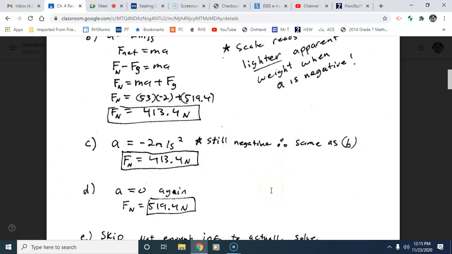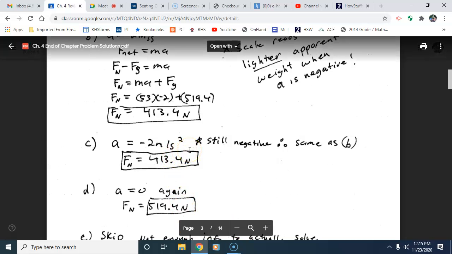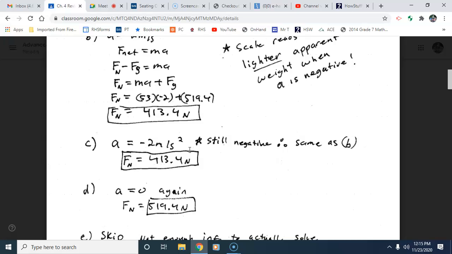In part C, I don't have any work because it's the same answer as part B. It says it speeds up at 2 meters per second squared while moving downward. But if you're moving down and speeding up, that's still a negative acceleration, right? So -2. Just remember what I said. Don't get fooled. The biggest mistake is assuming that your acceleration direction is always the way you're moving.